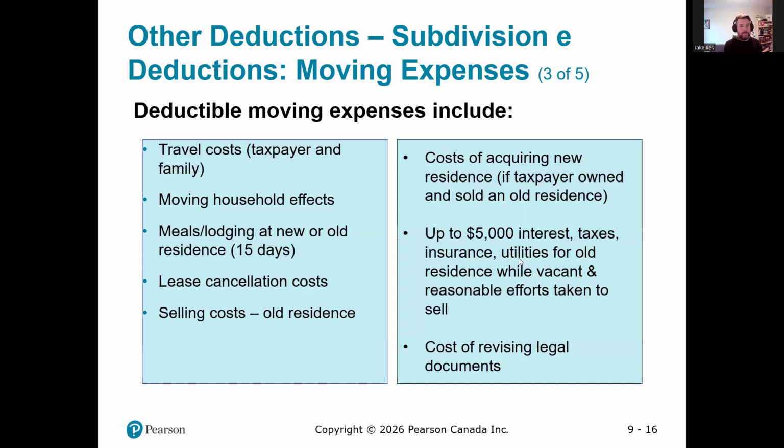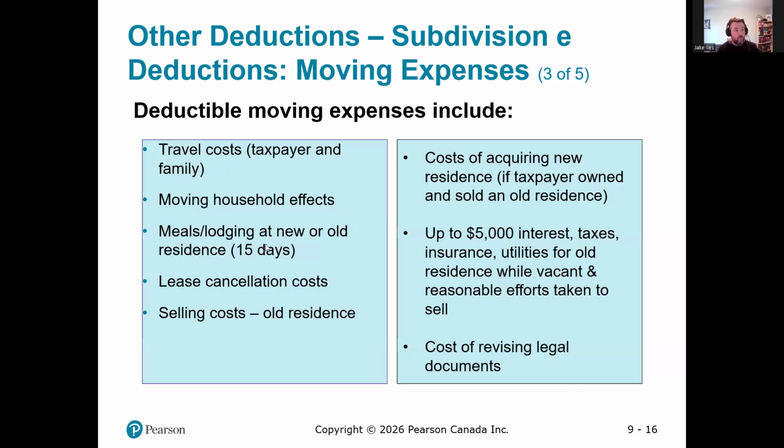I've moved, but I'm in the process of selling my house. Sometimes a house can sell quick, sometimes it lingers for a number of months. If it's lingering, I still have to pay those bills for a house I'm not living in. So you can deduct the utility expenses and the property taxes as long as they total less than $5,000. Once you hit $5,000, anything further you spend, you can't deduct. And cost of revising legal documents. So these are legal documents related to the sale or purchase of your residence.